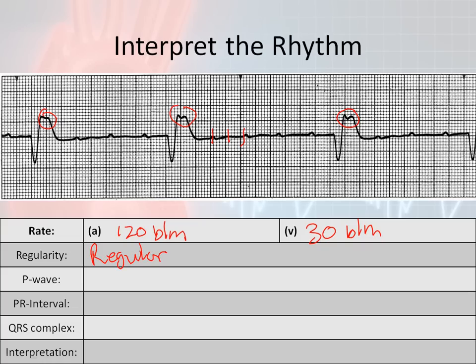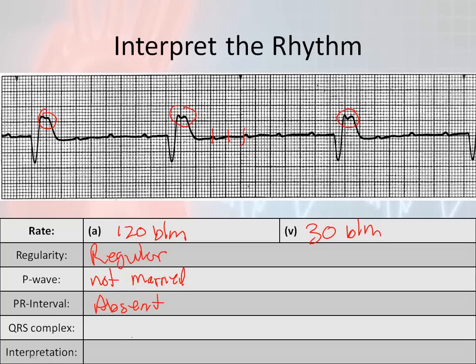When I look at the P waves themselves, though, I'm actually going to see that the P waves are normal for this particular rhythm, but what I am going to note is that even though they're normal in size and duration, they're not married to the QRS complex. The PR interval. Well, since the P waves are not actually married to the QRS complex, you can't have a PR interval. So my PR interval is going to be absent.